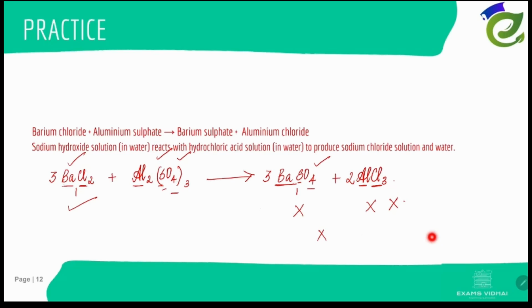We have 3 barium here and 3 barium here, we have 6 chlorine here and 6 chlorine here, and we have 2 aluminium here and 2 aluminium here, and we have 3 sulfur here and 3 sulfur here, and we have 12 oxygen here, and here also we have 12 oxygen. Therefore, this is a complete balanced equation.